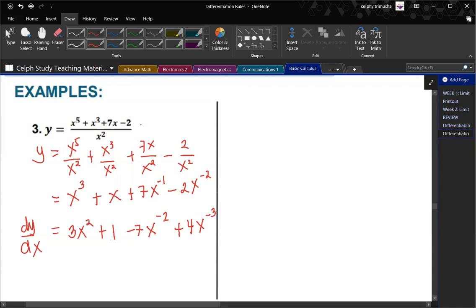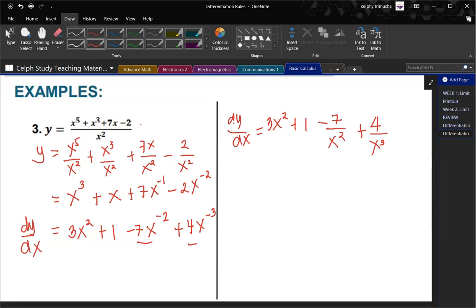So, kinanglan na lang positive ang aton mga exponents. So, we will have dy over dx naton will be equal to 3x squared plus 1 minus 7 all over x squared plus 4 all over x cubed. So since positive na aton mga exponents, this now will be aton nga final answer.